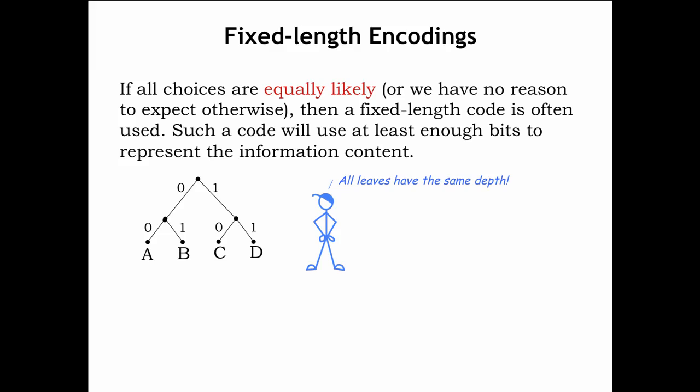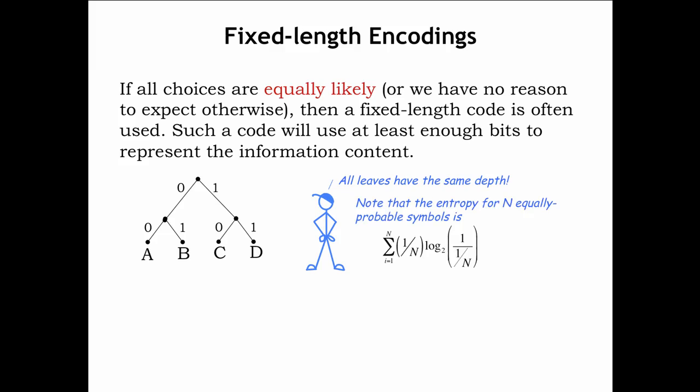For example, in a message encoded using the fixed length code shown here, if we wanted to determine the third symbol in the encoded message, we would skip the 4 bits used to encode the first 2 symbols and start decoding with the 5th bit of the message.